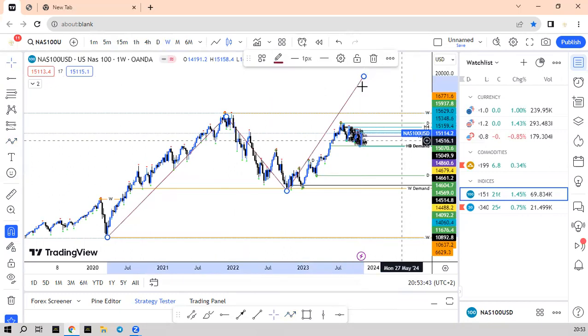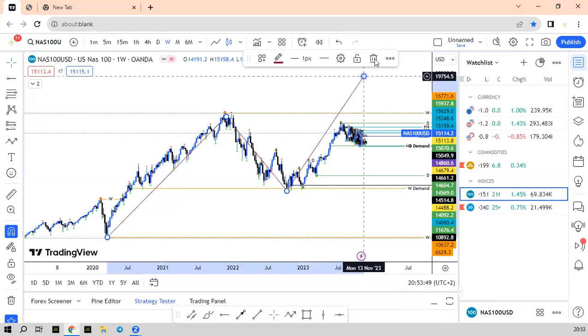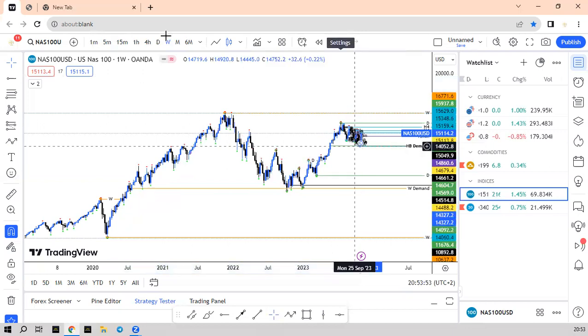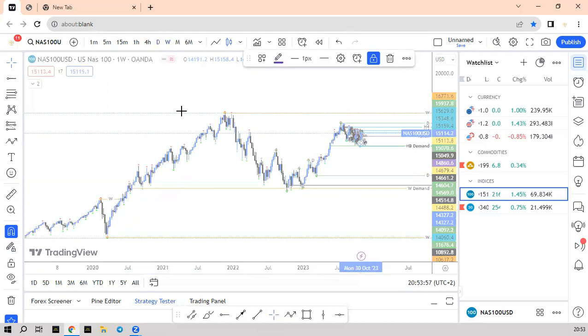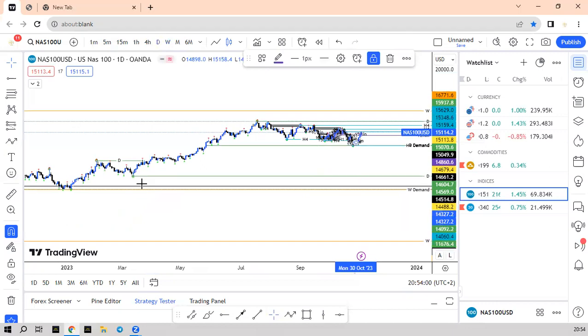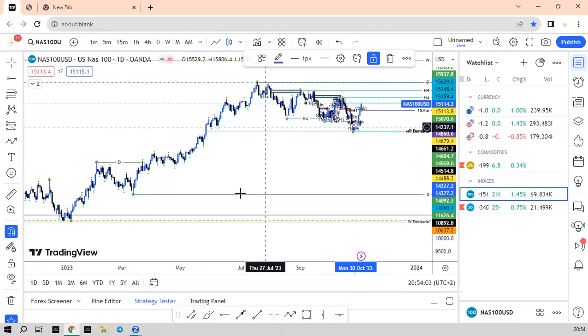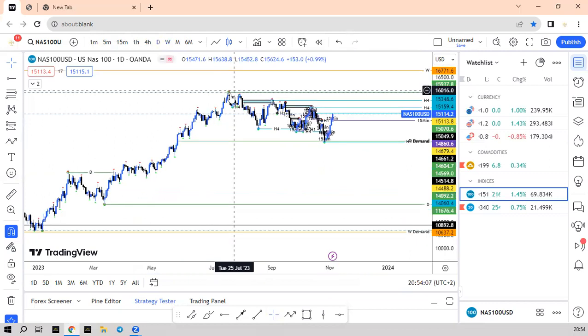Now this was the weekly. Weekly is bullish. So let's jump into daily. What's happening on daily? Daily is also bullish. This is the daily low. So price created a high, a targeted high, and we just confirmed a buy.